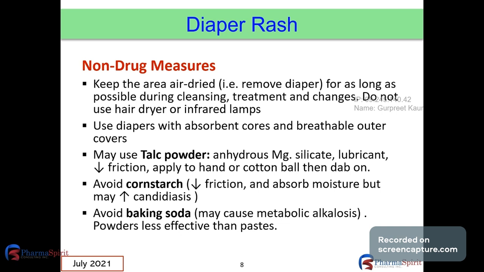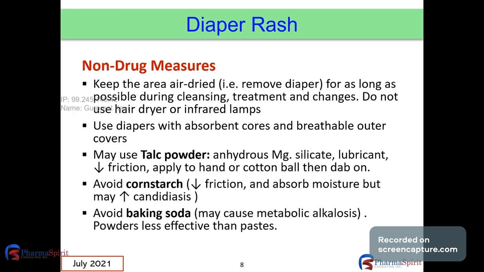The third thing we can use is talc powder. Talc is anhydrous magnesium silicate. It is actually effective as a lubricant and also to reduce friction between the skin and the diaper. One very important point when we educate mothers on using talc powder is to apply it to the hand or a cotton ball and then dab it on the skin.